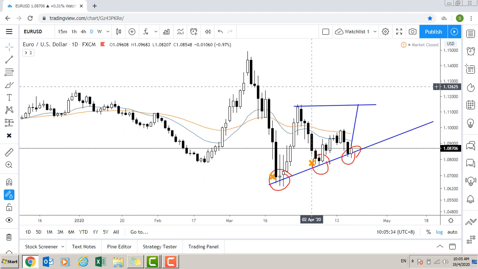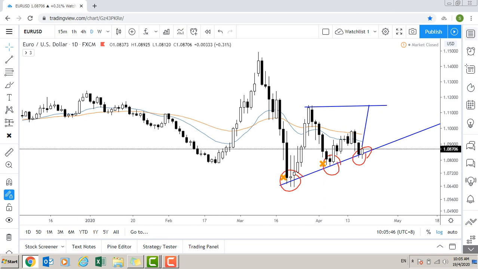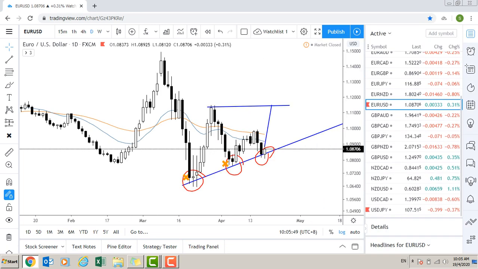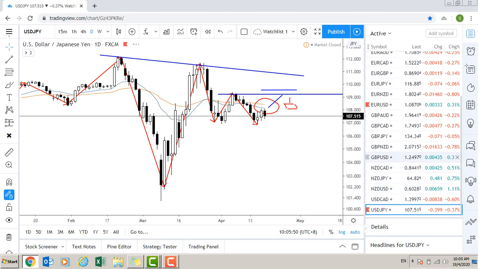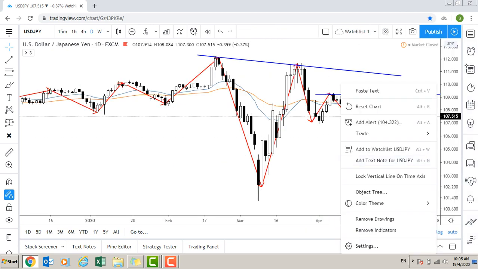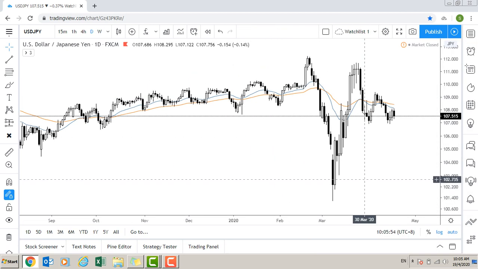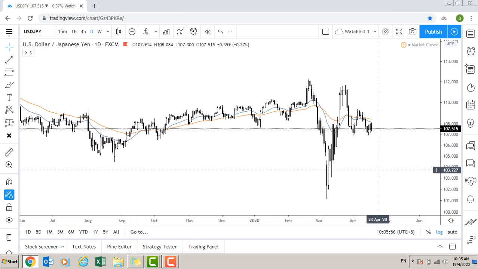I hope my sharing of my analysis will help you to choose whether you want to take a bearish or a bullish stand. The next one will be USDJPY. On USDJPY, I have a bearish view. So I will tell you why.